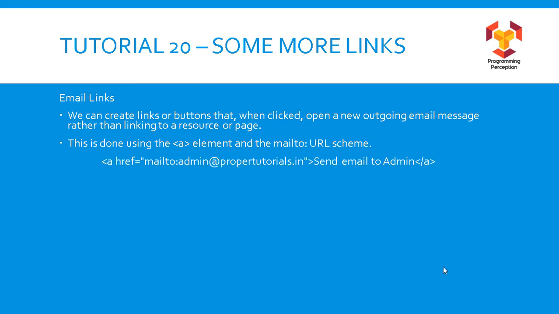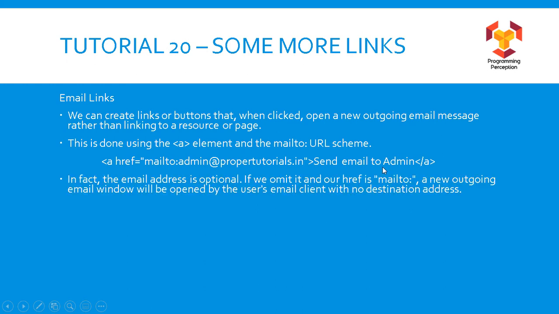Now clearly you can see the href has this mailto. So there are two parts actually. First of all, this mailto constant, which is always going to remain like that. Then this colon, and then the email address. So clearly you can see this is how you are going to create an email link. And whenever the user clicks on this send email to admin, a mail will be generated to this admin@propertutorials.in.